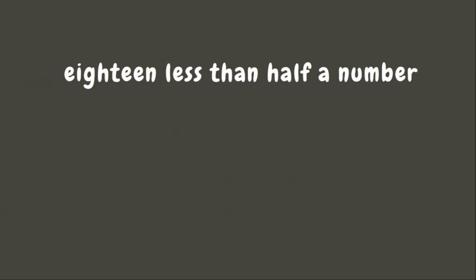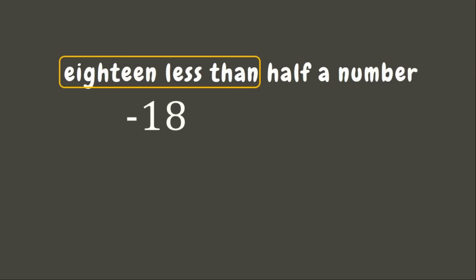Let's have another example. This time we have 18 less than half a number. Now let's take a look for some keyword. We have here 18 less than. And we all know that less than means subtract. So that is minus 18. Next one, we have half a number, and that means 1/2 times a number or a variable. So that would be 1/2 y. Now if we combine them together, we have 1/2 y minus 18. So that is 18 less than half a number.